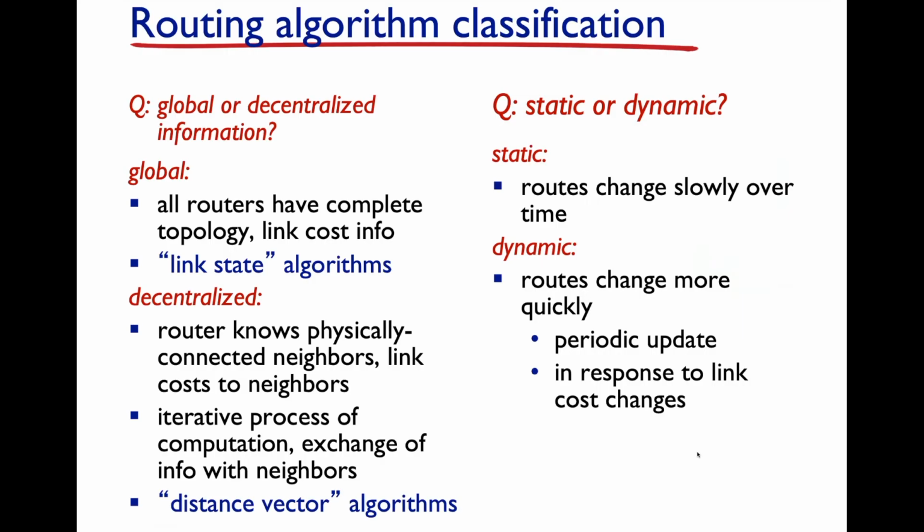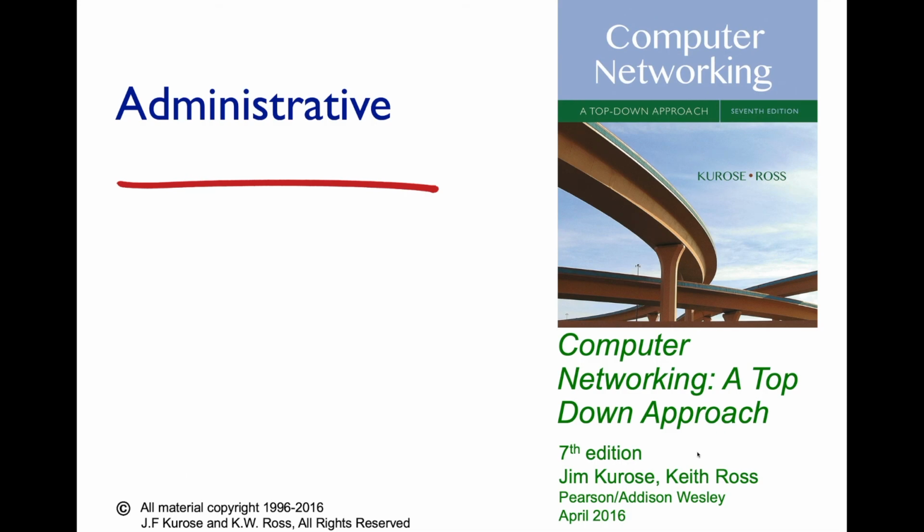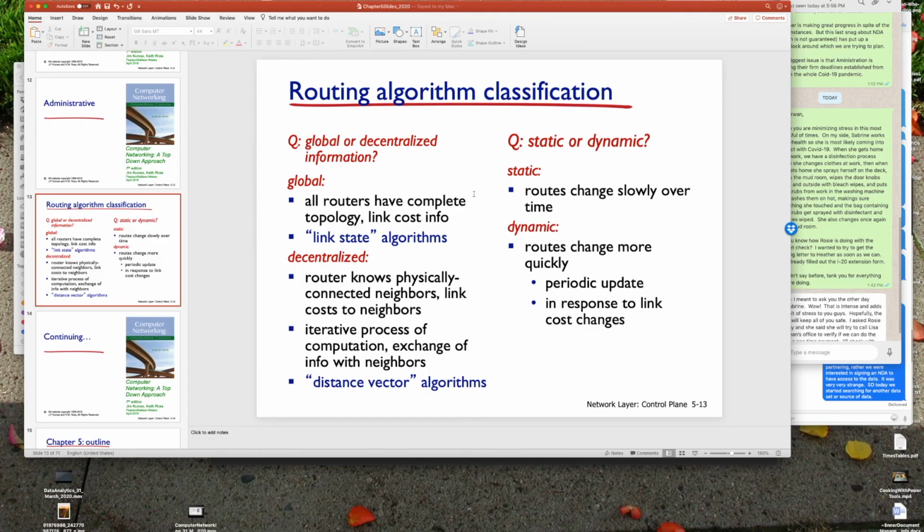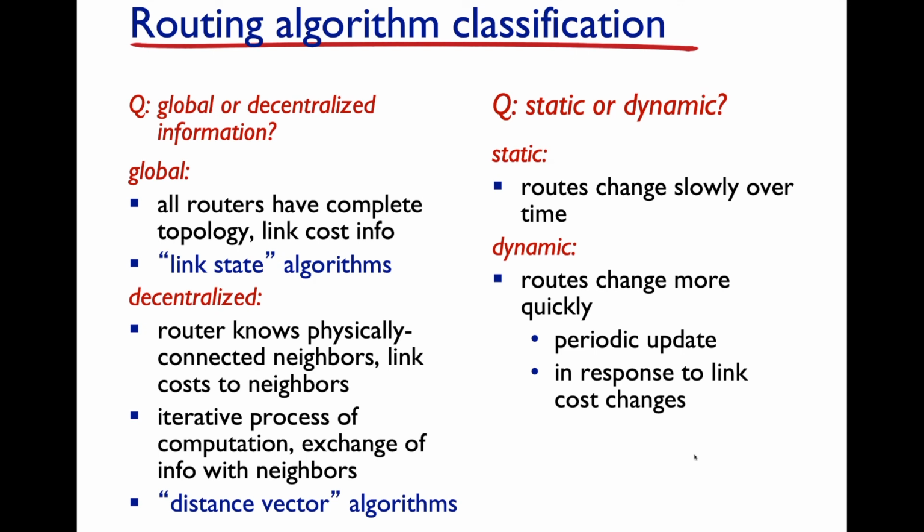So where we last left off, we talked about the major categorization or classification that you use to discuss the performance or the factors influencing a routing protocol. And so we talked about whether it is a global or decentralized algorithm, meaning the information that it gathers.